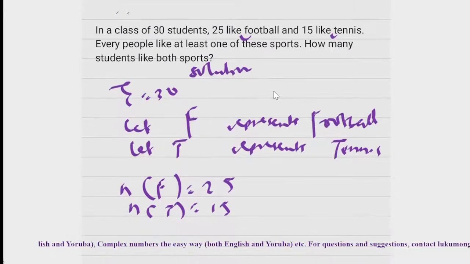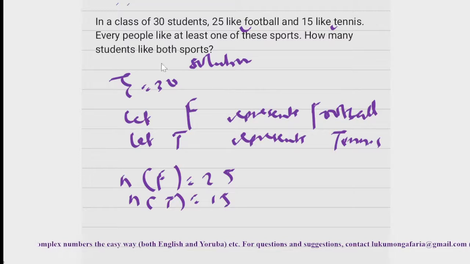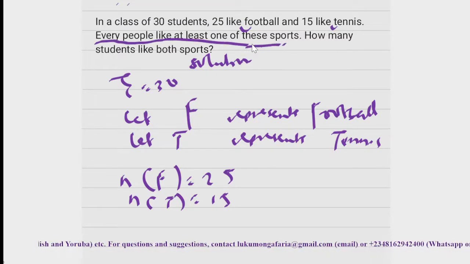Then everybody likes at least one of these sports. Don't be confused with this. What this is telling you is that you don't need to stress yourself. Of all the 30 students, we don't have at least one student who did not participate. That is, all of them participated. You understand that? Then we are asked to find how many students like both.